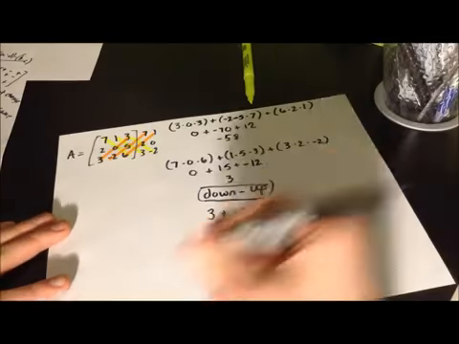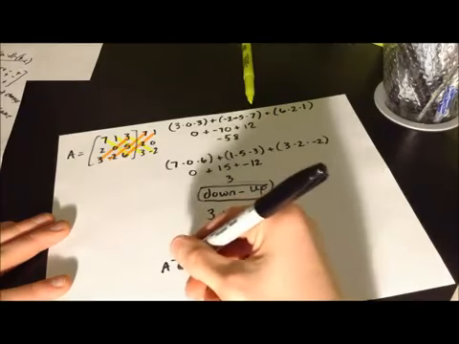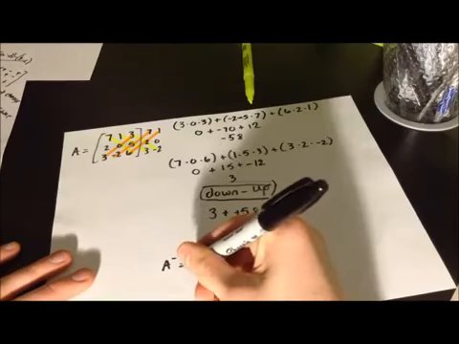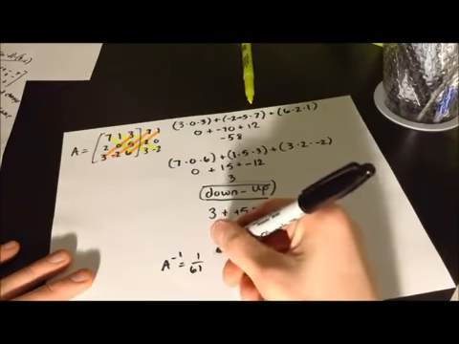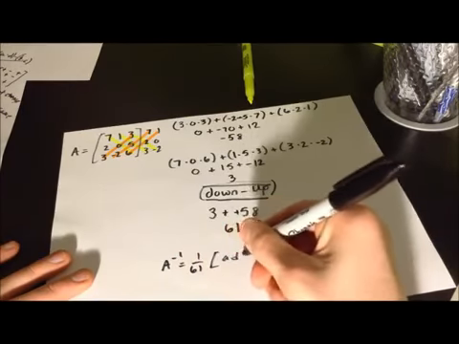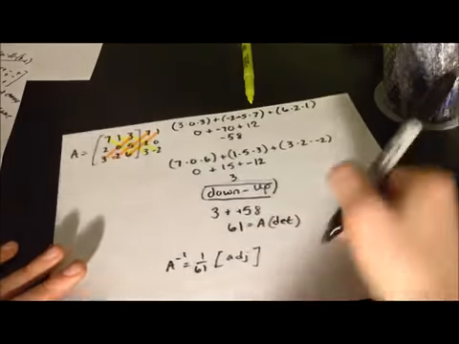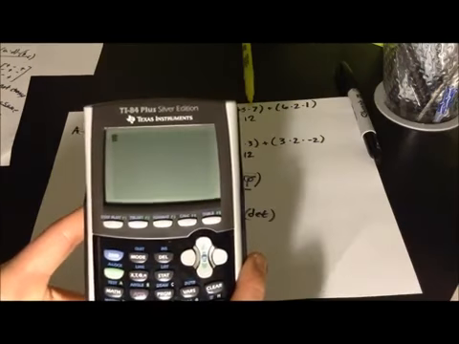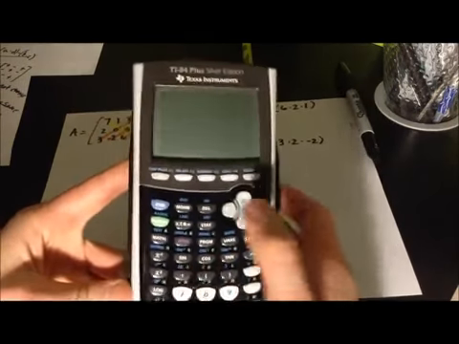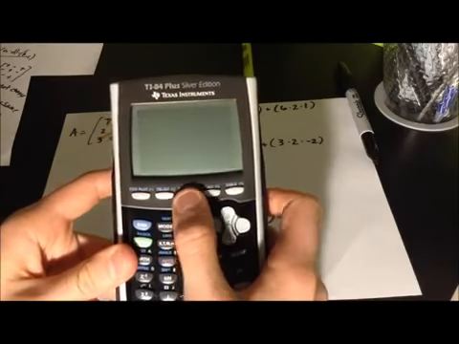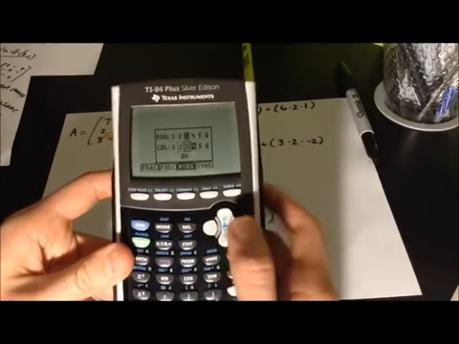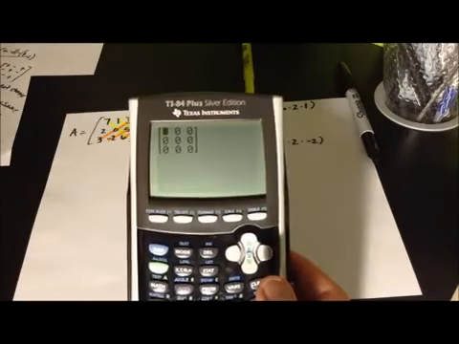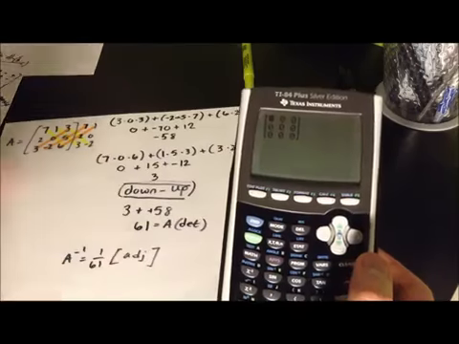So now we're going to use the equation: inverse of A equals 1 over the determinant of A, which we found was 61, times the ADJ. I'm just going to do this quickly on my calculator. If you have a TI-84 Plus Silver Edition, you turn it on and go alpha, zoom. It's going to bring up this menu. You want to go to a 3 rows, 3 columns matrix, press OK.